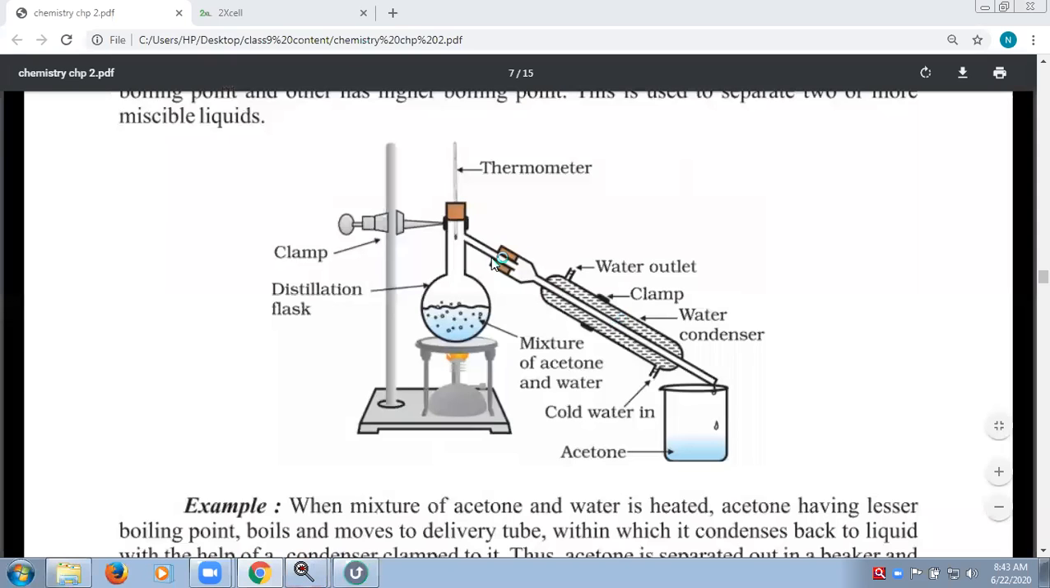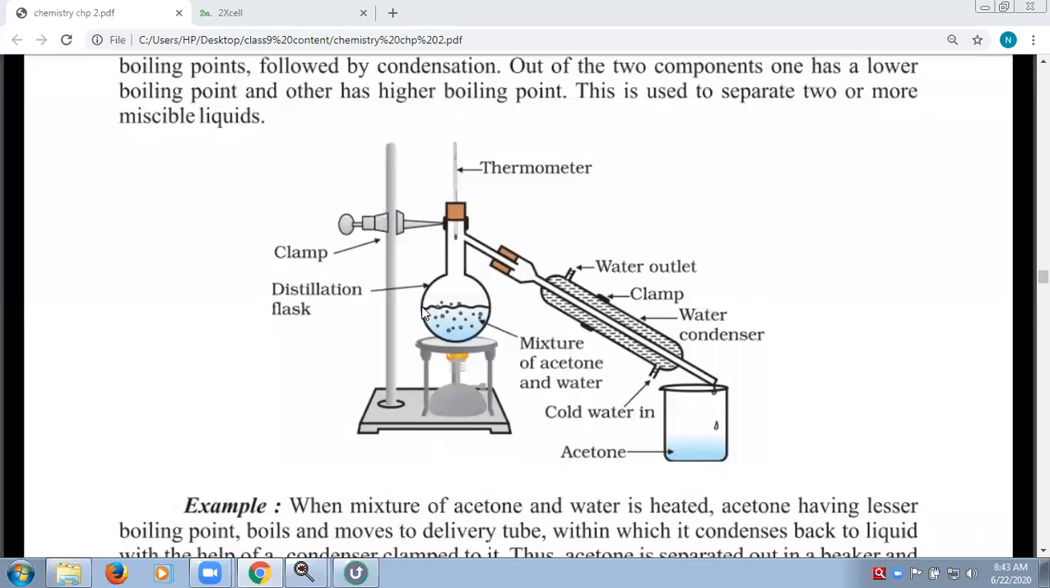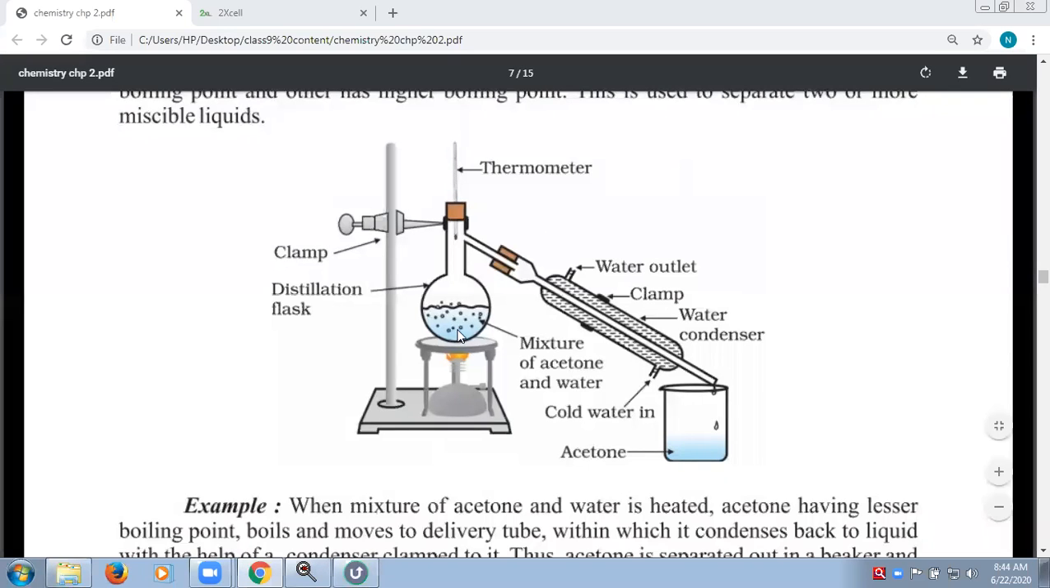Now what actually happens in this process? Once again, just see, apart from the stand and heating source, the four most important apparatus here: the distillation flask, known as the boiler, the condenser, the receiver, and a thermometer. Obviously it is attached with the help of a clamp and iron stand, and there is a source of heating, a tripod stand, and a wire gauze on which the flask is kept.